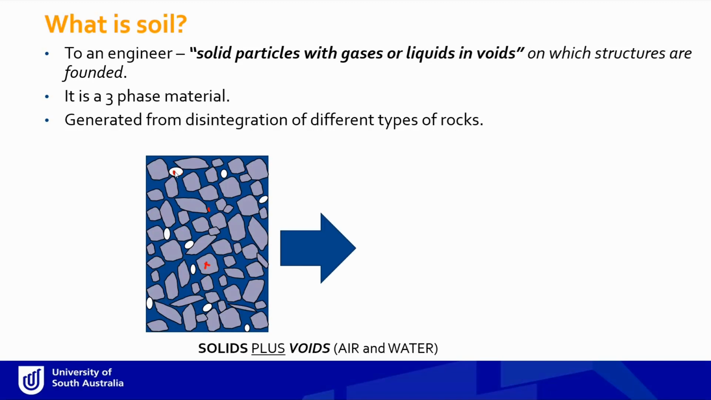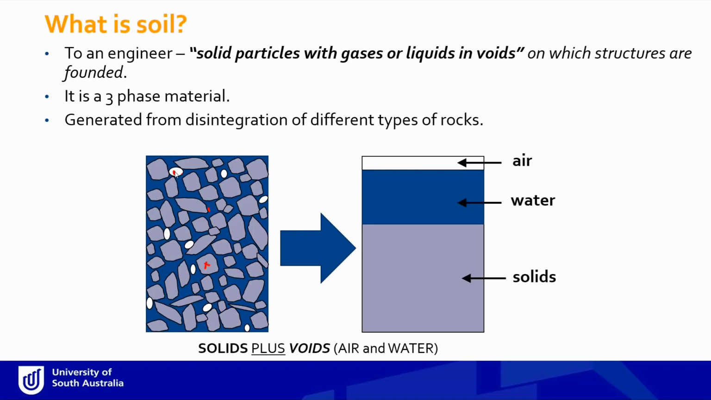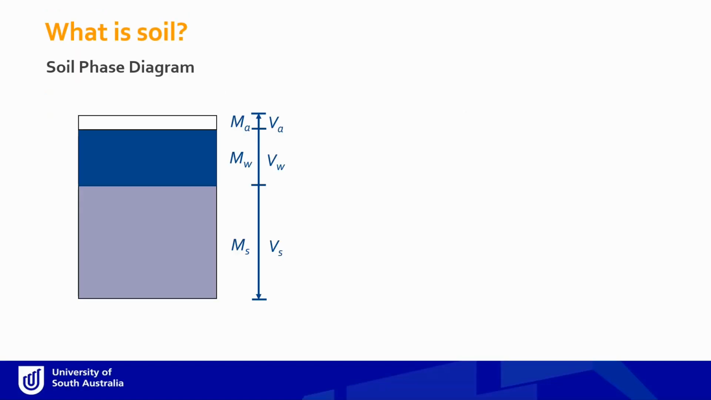Now, to understand a bit more about soil behavior, we often convert this figure on the left to something like the figure on the right. We call it the soil phase diagram. What we have done in this figure is we have taken all the soil solids and lumped them into one mass, the water lumped into one mass, and all the air in one mass. From this diagram we'll be constructing a number of definitions that will help us understand the soil's behavior a bit better.